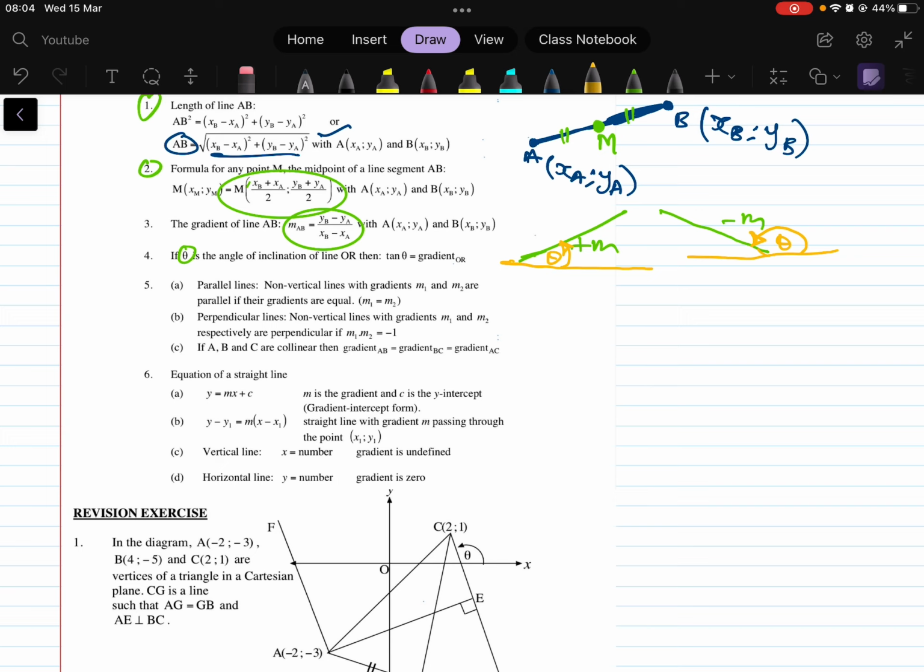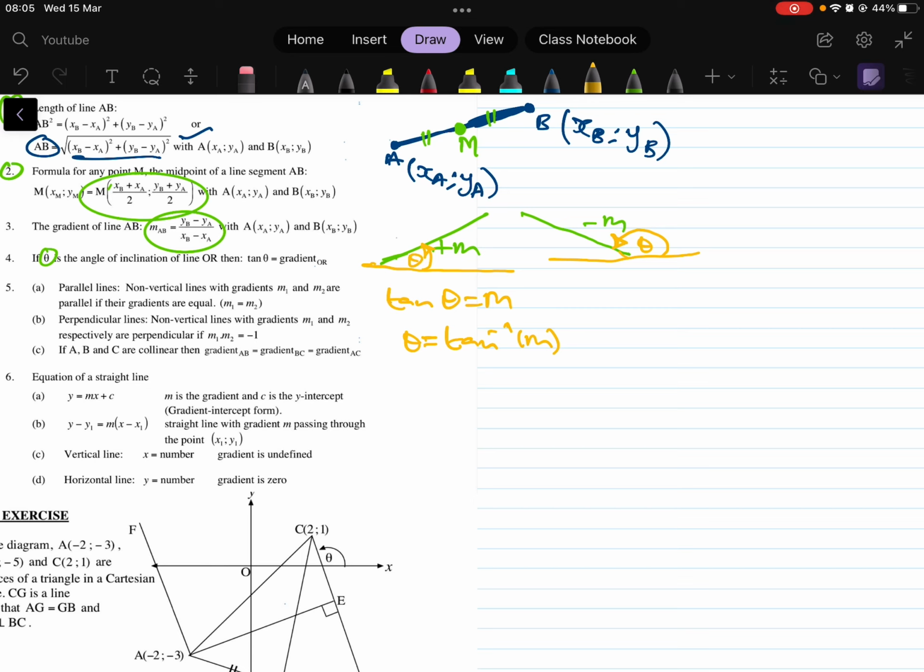So in the case where m is positive, you just need to take tan theta equals m to be able to calculate the angle of inclination. Therefore, theta, which is the angle of inclination, equals arctan of m. For the case where m is actually negative, you need to first get the reference angle, which is this angle, right? So to get the reference angle, you still just say tan of the reference angle equals that negative gradient that you would be having there.